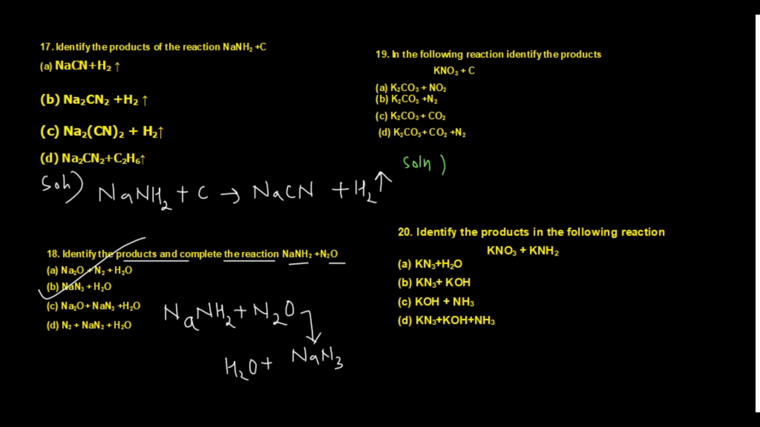Okay. Now moving to the next problem. It says: in the following reaction, identify the products. Again, it's nitrate which is combining with the carbon. When nitrate is combining with the carbon, definitely you are going to form the carbonate, and nitrogen will be removed from here. So I am doing only this reaction here, right? If you complete this reaction, you'll get your potassium carbonate, which is your K2CO3, and nitrogen will be evolved from here along with the carbon dioxide. So K2CO3, N2 and CO2. Option D in that case is looking like the correct answer.